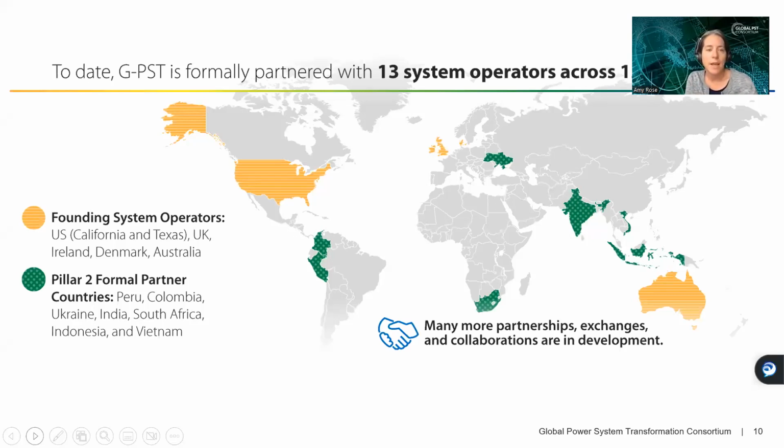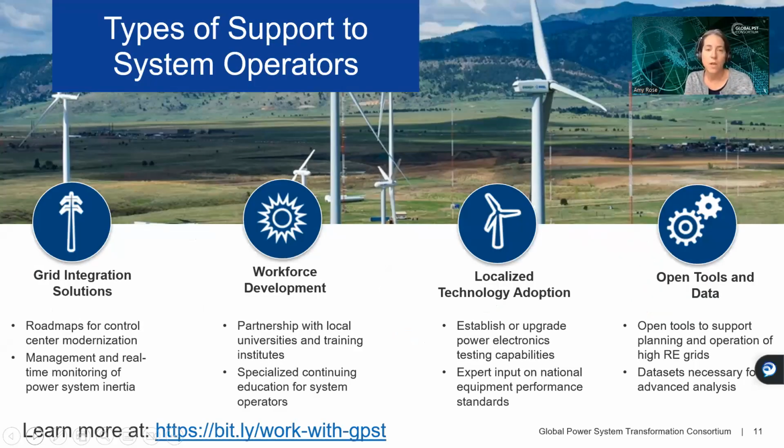If we go to the next slide, it really ranges, and it includes all of those G-PST pillars that I just spoke about. So we can provide support on developing specific solutions to enable the integration of renewables, like developing roadmaps to upgrade or modernize a control center, developing tools and visualization capabilities to manage and monitor inertia in real time. We also support workforce development, where G-PST experts can partner with local universities and training institutions to develop curriculum, courses, and degree programs with specific modules that are focused on power sector transformation, but also considering the unique needs of the country where we're working.